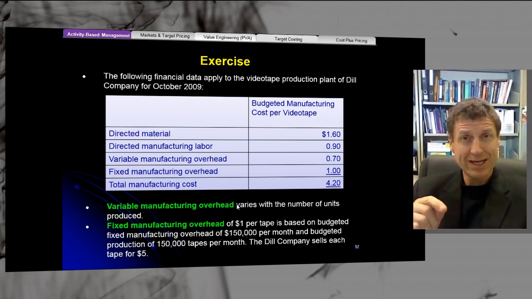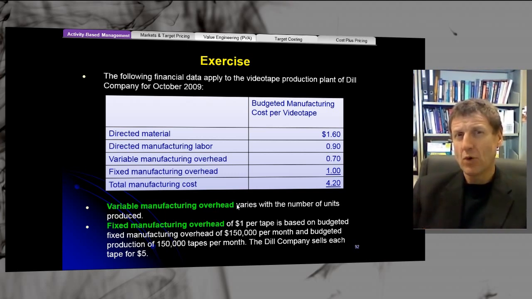So the relevant decision in this case is going to come up in a minute, where some salesman asks the boss, can we sell this product for less than $4.20? We'll look at that in a minute. But let's just note here, we've got variable manufacturing overhead that varies with the number of units produced. We have fixed manufacturing overhead of $1 per tape, and it's based on budgeted fixed manufacturing overhead of $150,000 per month and a budgeted production of 150,000 units.